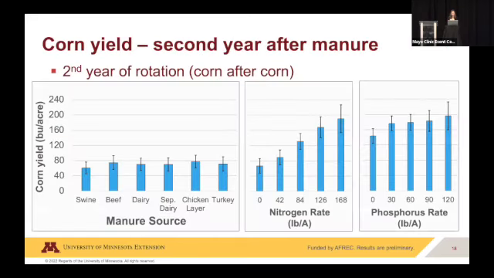So we repeated this the second year, and we did not apply nitrogen or phosphorus to the manure plot. So you can see yields were pretty low, less than 80 bushels per acre. Again, we have our manure sources in the same order across the bottom. Here's our nitrogen rate plot yields. Here's our phosphorus rate plot yields. Interestingly, in our second year, we did not see as much of a phosphorus response. About 30 to 60 pounds actually maximized our yields in this case. So that was kind of an interesting thing that happened.